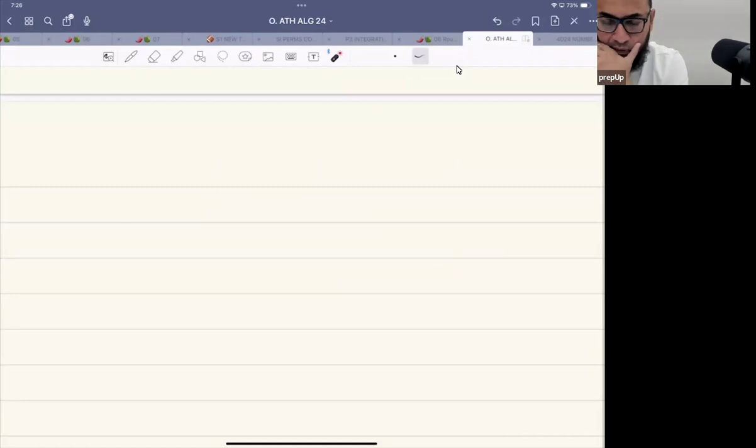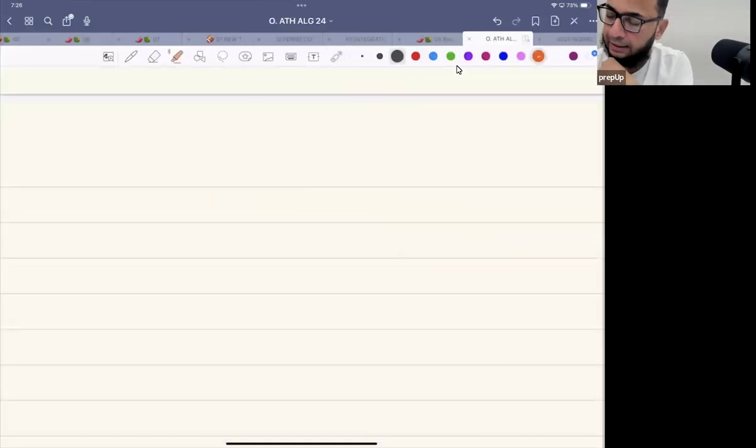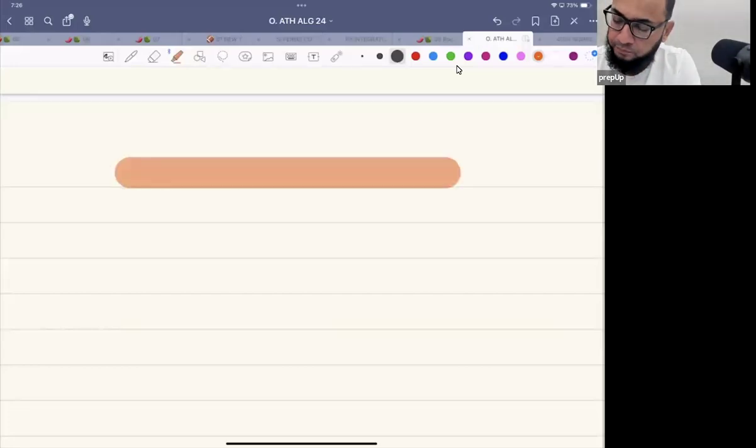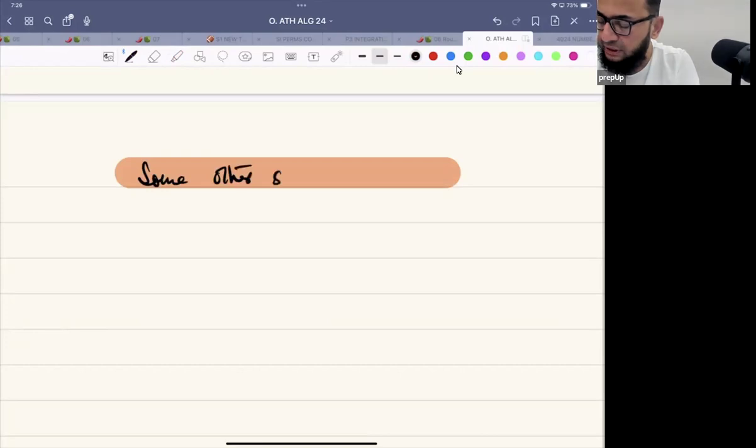Now let me choose another kind of sequence, and let me write down some square numbers. So let me write down over here some other sequences.